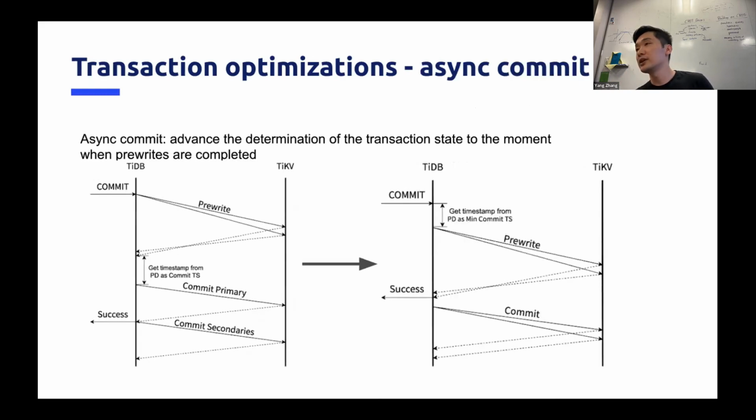Since we're already talking about one-phase commit, I want to mention another optimization we did. It's not designed for this scenario, but it's worth mentioning, which is async commit. Instead of waiting for the coordinator to commit, we just return to the client after all the pre-writes are successful.